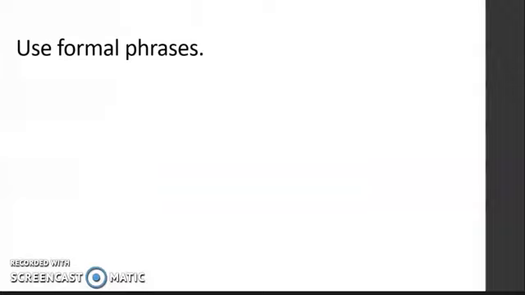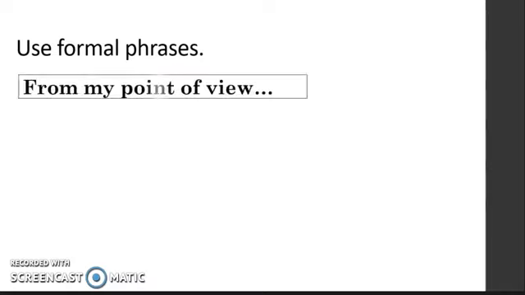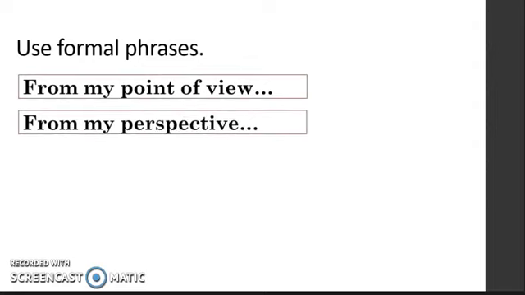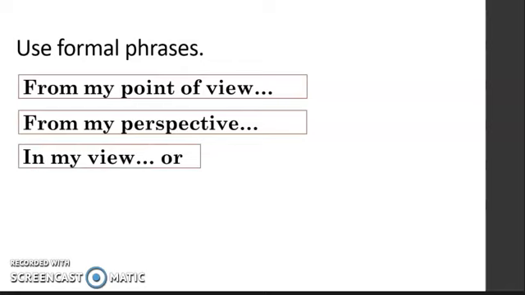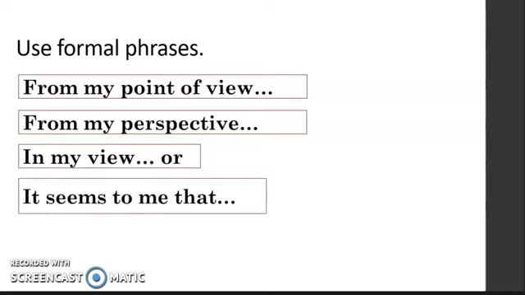Next, let's look at a few phrases that are more common in formal situations. Previously, we used simple phrases, but this time, use formal phrases in formal situations. Like, "from my point of view," "from my perspective," "in my view," or "it seems to me that." Now, you might, for example, hear one of these at a business meeting or a conference, or in a formal paper. Phrases like "in my view" are usually more formal than one like "I think." So "in my view" is more formal than "I think."